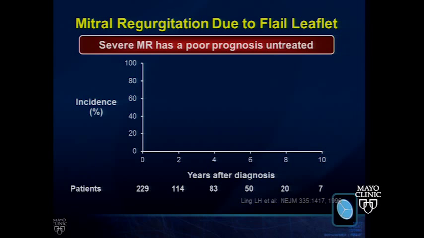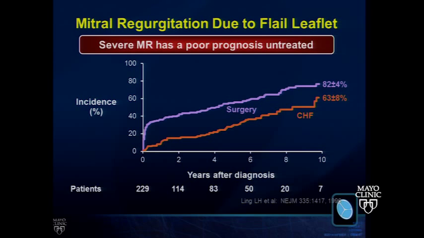Now we go back to the natural history of mitral regurgitation. Now overall, if mitral regurgitation is truly severe, it has a poor prognosis if left untreated. At the end of 10 years, 6 out of 10 will have developed heart failure, 8 out of 10 will have required surgery, and 9 out of 10 will either have required surgery or died. So if you have severe mitral regurgitation, the prognosis is poor.